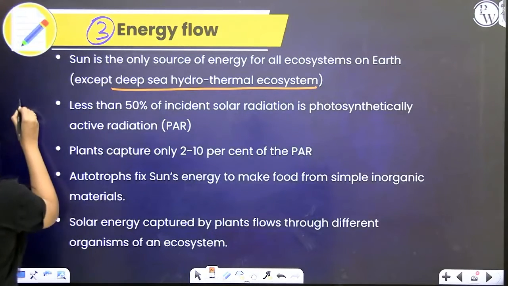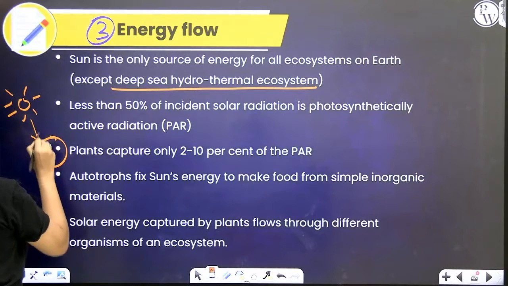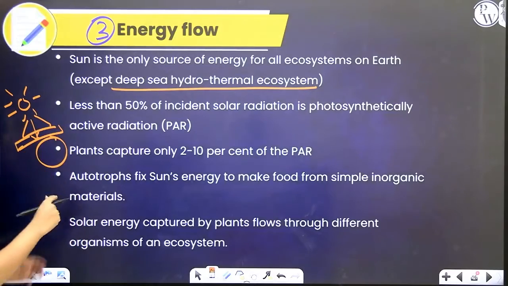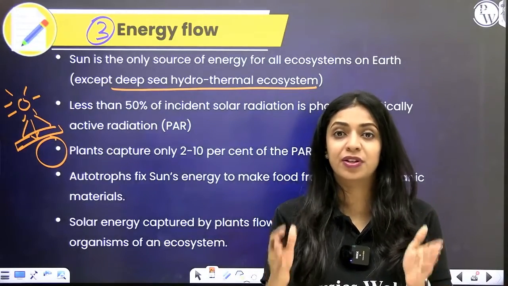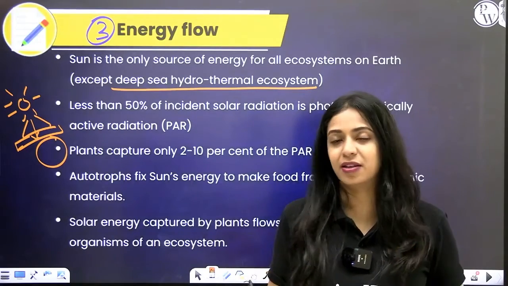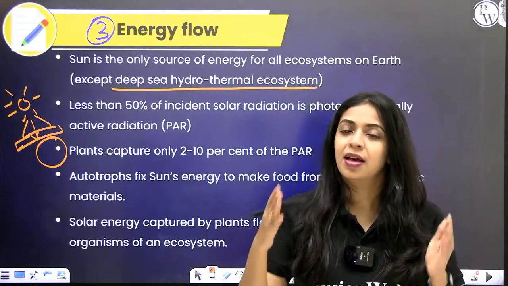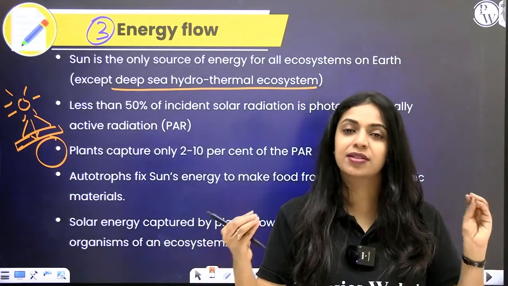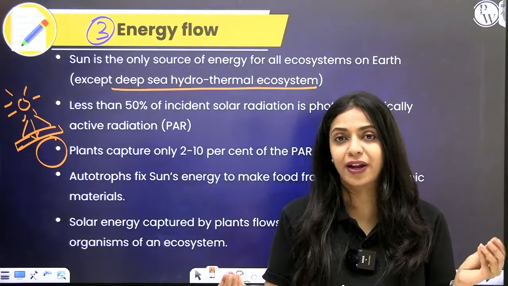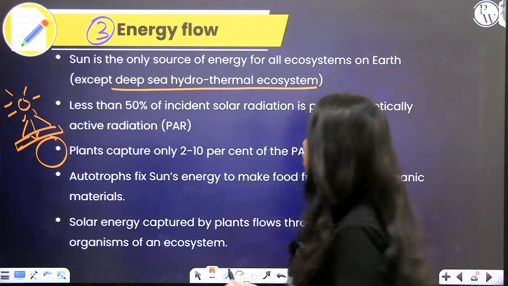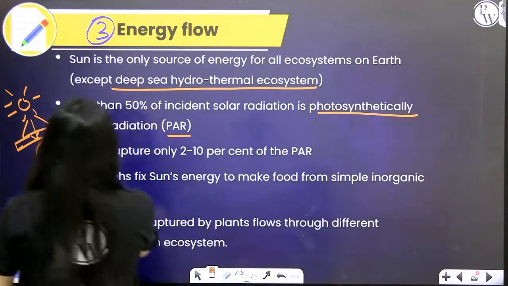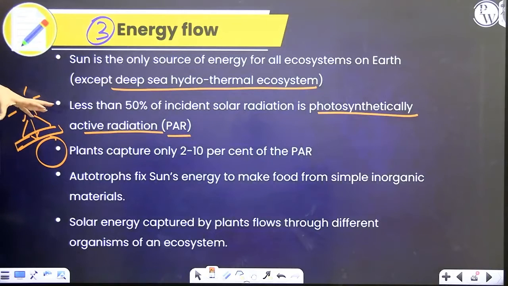Now, whatever sunlight reaches the earth, if you consider the electromagnetic spectrum of sunlight, you know how only the visible region between 400 to 700 nanometers is what the plants can absorb and make use of to perform photosynthesis. Apart from that, plants cannot synthesize food using those wavelengths of light. So that specific region in sunlight is what we call the PAR, which is short for photosynthetically active radiation. From whatever sunlight is incident on earth, less than 50% of it is what plants can absorb and perform photosynthesis. That is called photosynthetically active radiation.